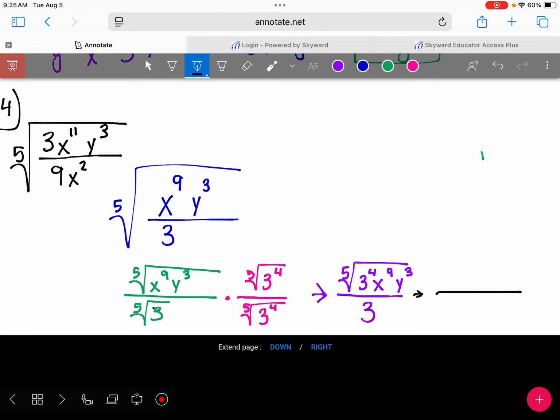With our variables, we have one that can come out of the root. What's going to come out? An x, because I have 9 x's inside. I can take out groups of 5. So we have an x outside. And then we're going to have our fifth root of, we need 3 to the 4th. What is 3 to the 4th? 81. How many x's do we have left inside? 4. And then we have our y cubed all over 3.